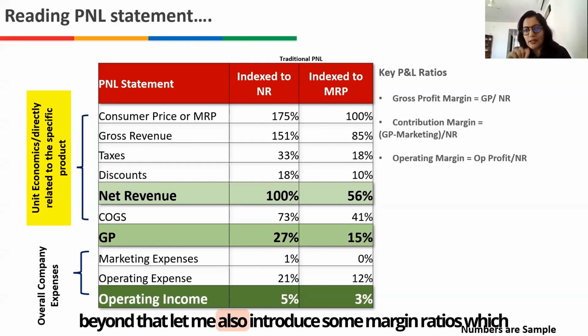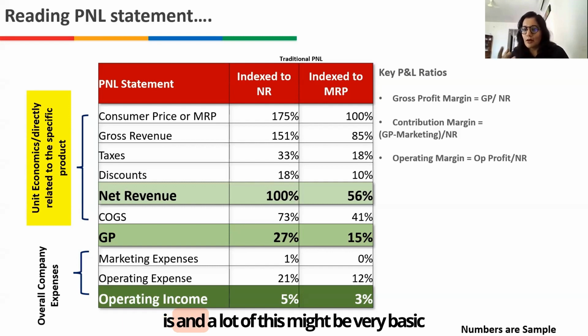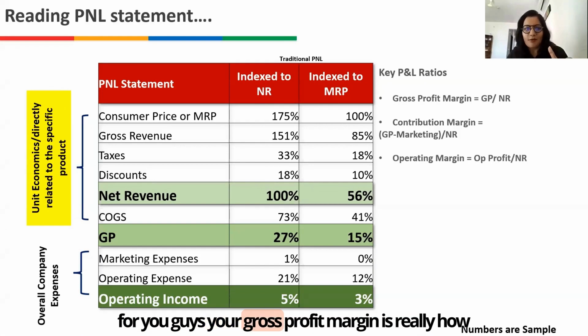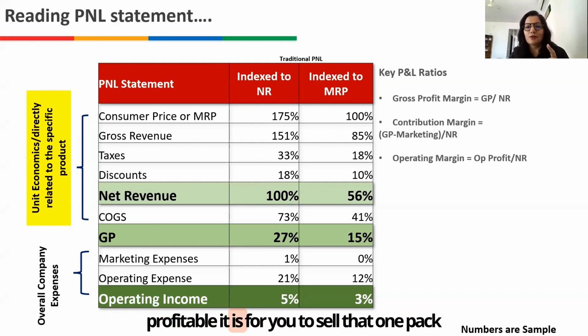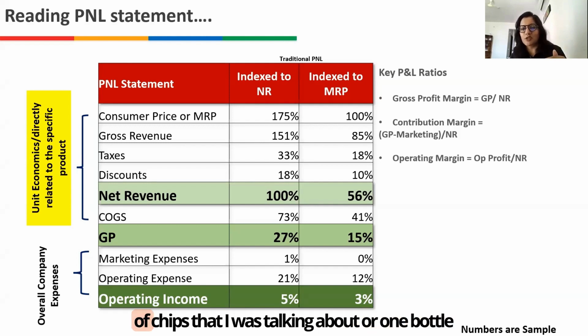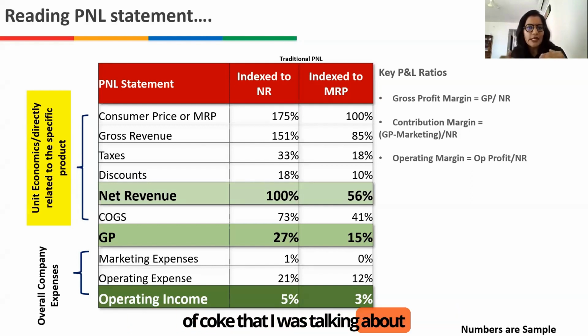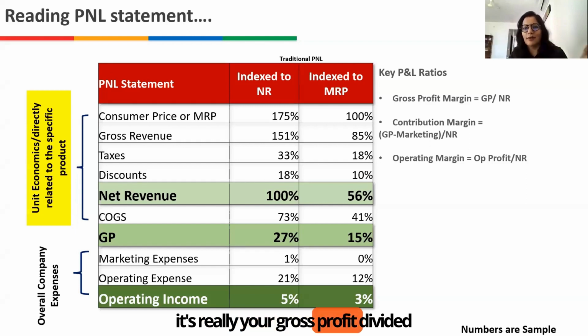Beyond that, let me also introduce some margin ratios, and a lot of this might be very basic for you guys. Your gross profit margin is really how profitable it is for you to sell that one pack of chips or one bottle of Coke that I was talking about. It's your gross profit divided by net revenue.